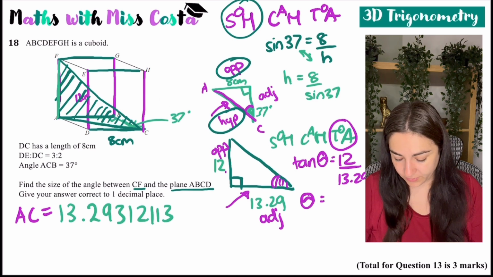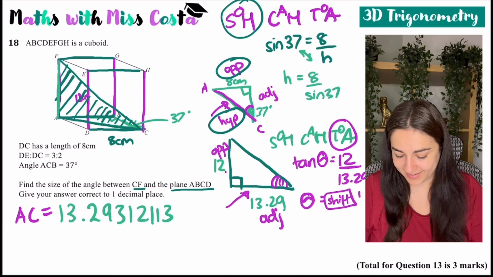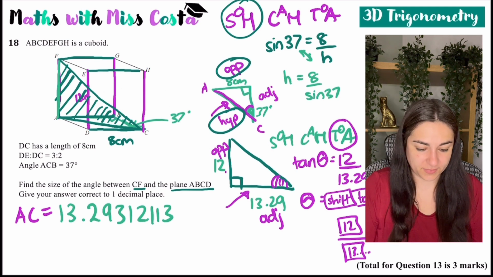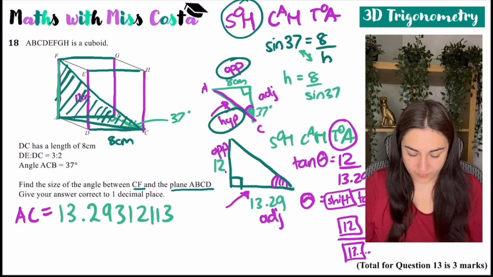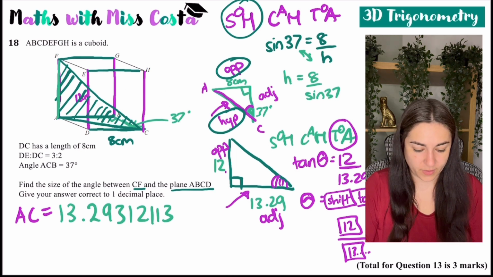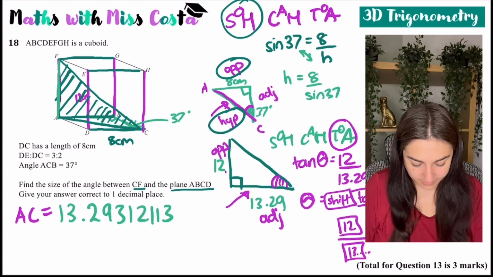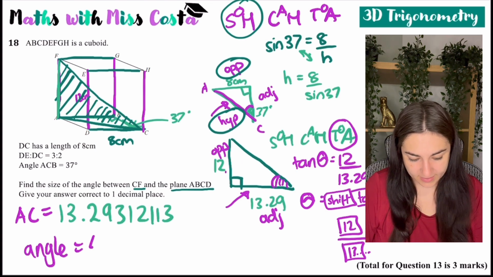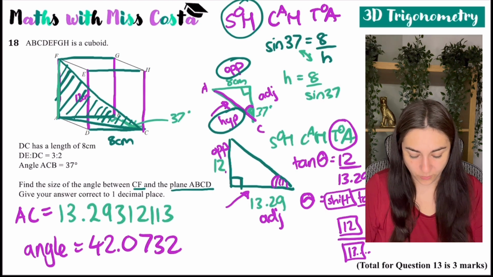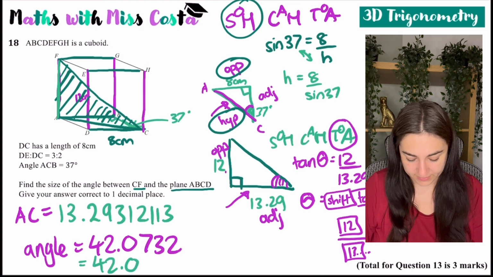So therefore the angle is going to be the inverse. So shift, tan, and then your fraction, 12 over 13.299. So I'm going to press shift, tan, and then 12 over answer, which gives me 42.0732, and to one decimal place would be 42.0.